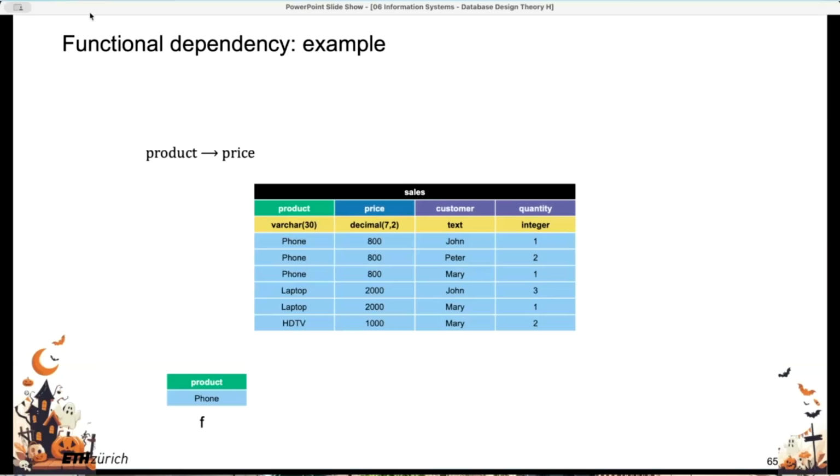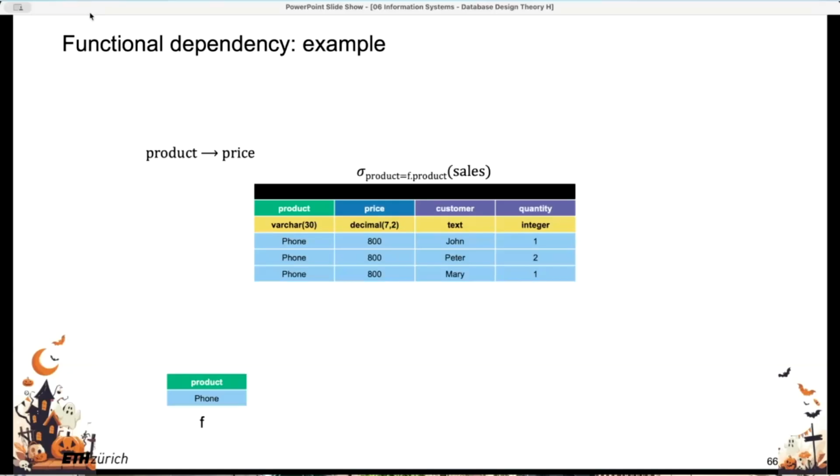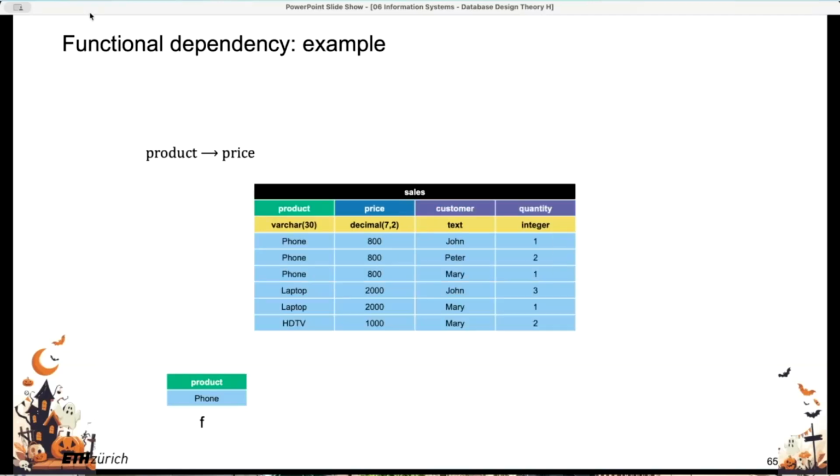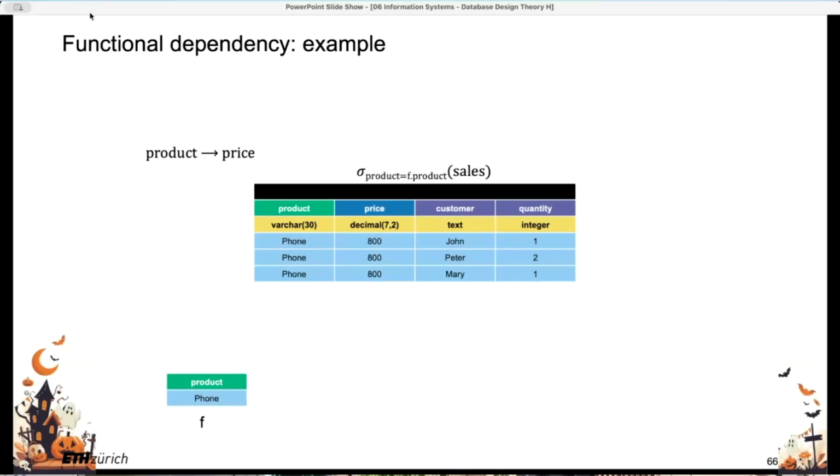So I'm going to have a selection on all the records for which the product is the phone. There you go, right? I select those that have a specific value, in that case, phone. I could also do it for laptop or TV, but I do it for phone. Now you see it coming, right? I'm projecting on price, duplicate elimination, only 800 is left, right? Who sees that it applies generally to any functional dependency? And you would do the same if you would do it on laptop, then you would just get 2000. If you do it on HDTV, you would get 1000, right?